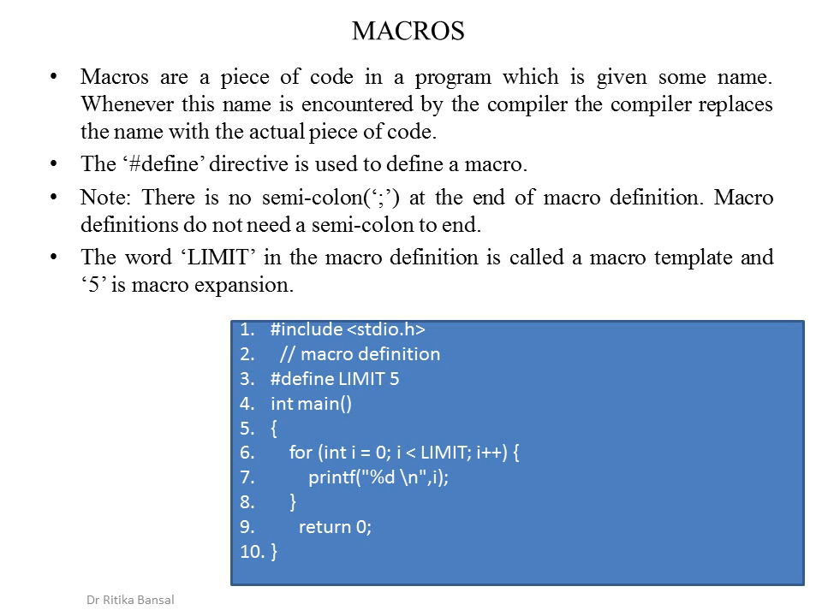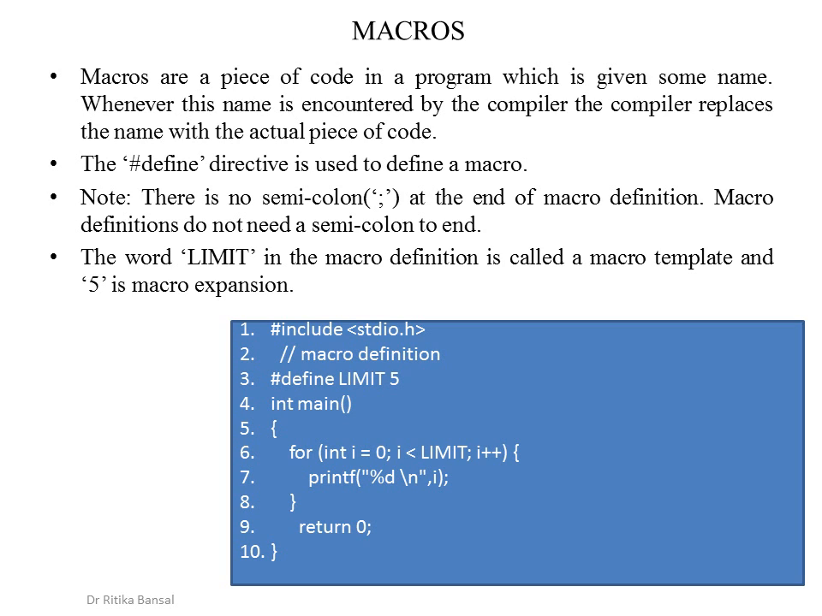Macro, now I am reading the first point, is a piece of code which is given some name. We have given some name limit. Whenever this name is encountered by the compiler, compiler replaces the name with the actual piece of code. What is the actual piece of code? 5. We have given it name limit. This is a small macro.